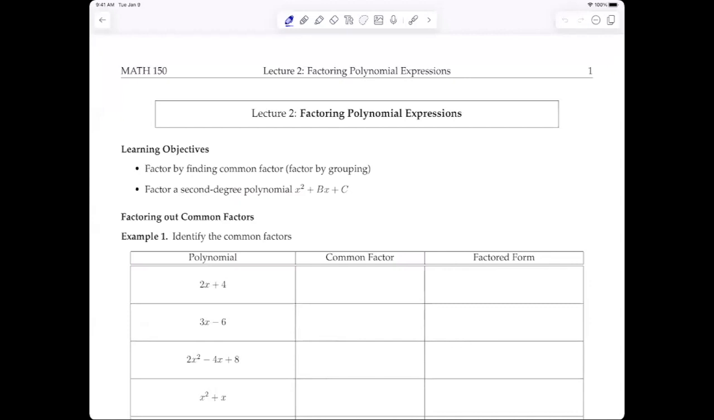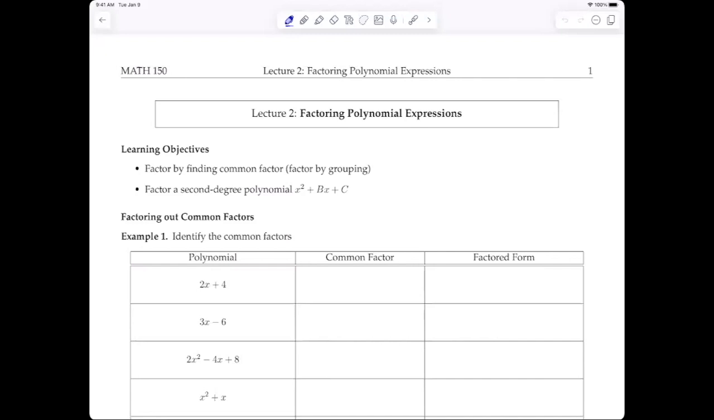So again, this material you may have seen before. How many of you have seen finding common factors before? Okay, very good. And also finding the factor of form x squared plus bx plus c. So again, I'm going to speed through the process, but if you think I'm going too fast, slow me down. Good. All right.